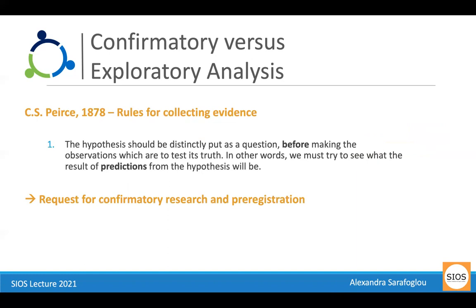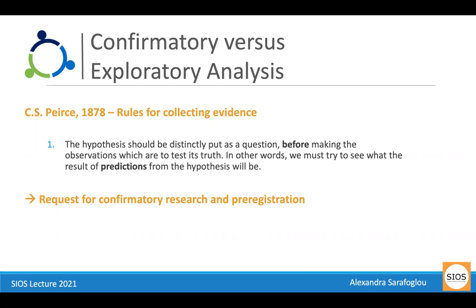Yeah, this is another example of how old the idea is to make this distinction between exploratory and confirmatory research. This is as old as 1878, by Peirce. And Peirce wrote these rules about how good research should be done. And the first rule that he stated says that the hypothesis should be distinctly put as a question before making the observations, which are to test its truth. In other words, we must try to see what the results of predictions from the hypothesis will be.